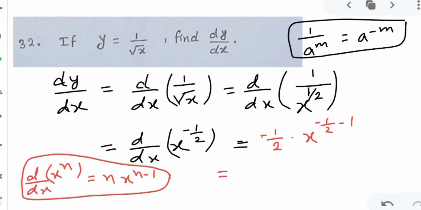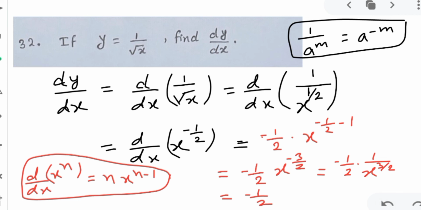Correct. Now if I simplify, I will get minus 1 upon 2 into x to the power minus 1 upon 2 minus 1. When you solve, you will get minus 3 upon 2. Okay. So you can write till here also, or I can simplify a little bit. I will take this x below. Correct. And x to the power 3 upon 2 I can write as x root x. Okay. If you want, you can leave it till here also. No issue.